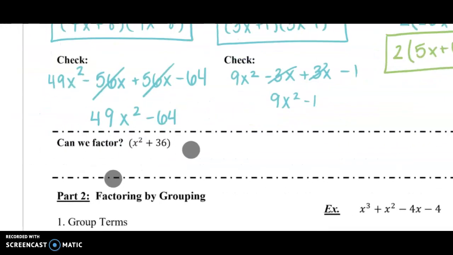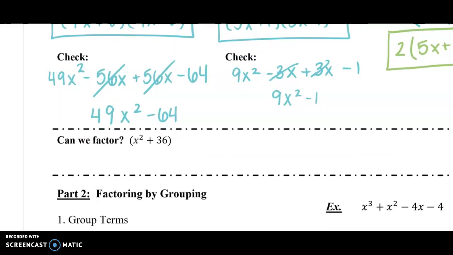So let's look down here at a similar situation. X squared plus 36. They're both perfect squares, right? The square root of x squared is x, the square root of 36 is 6. But it's addition here now. There's no subtraction. So some of you may say, well, what if I just did the same thing twice? X plus 6 times x plus 6.